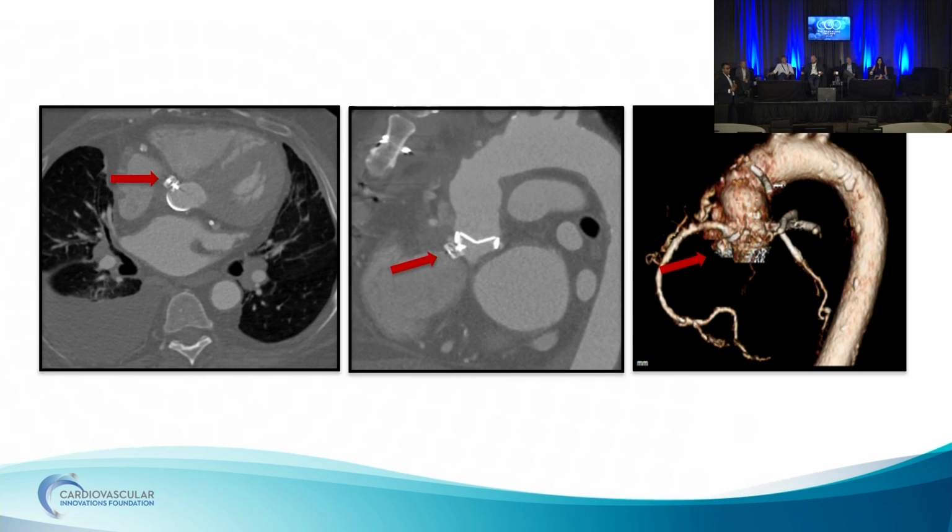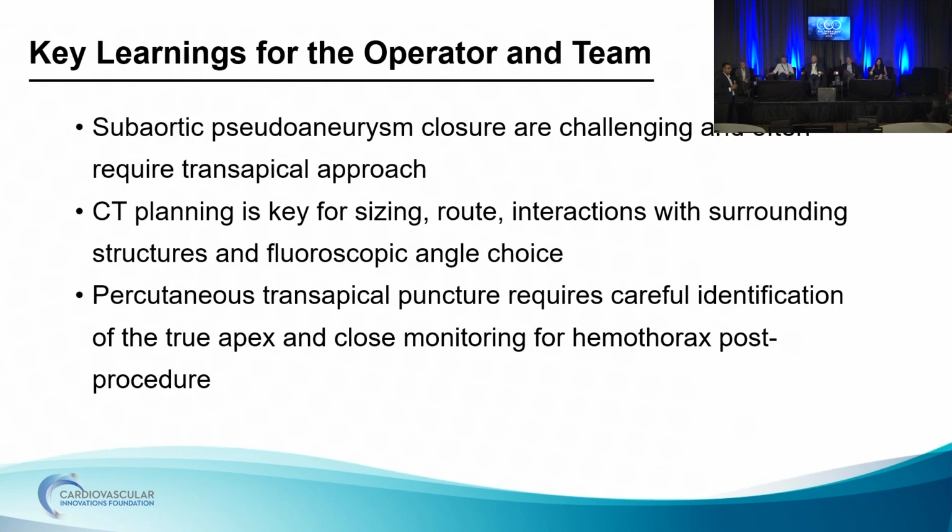And then we did a post-procedural CT that shows good exclusion of the pseudoaneurysm space with the device, good leaflet motion, and the patient did well after that. So some of the learning points here: subaortic pseudoaneurysms are challenging, especially in terms of access, and I know you guys talked about transseptal, and we ended up using a transapical approach. There are obviously merits to both. CT planning is really vital in terms of sizing, route, and making sure that you're not interacting with surrounding structures, and making sure you have good fluoroscopic angles as well, and that you're at the true apex if you are going to use a transapical puncture. So that's all I had.